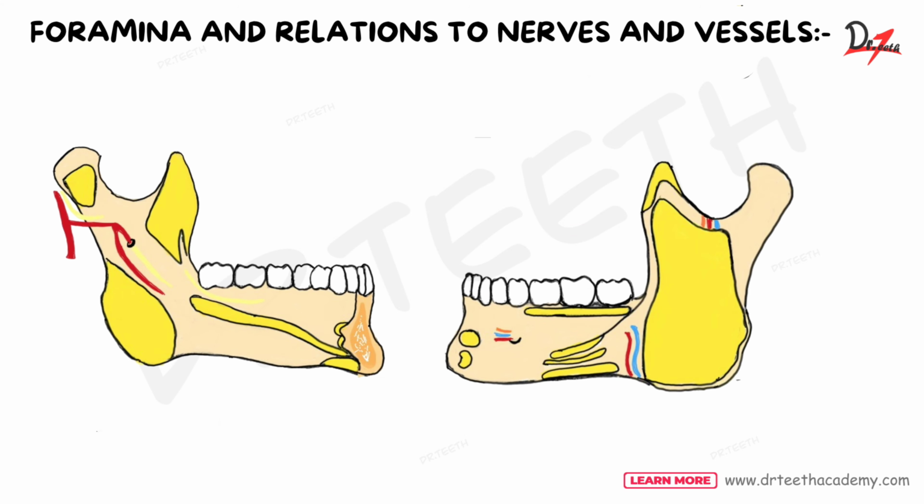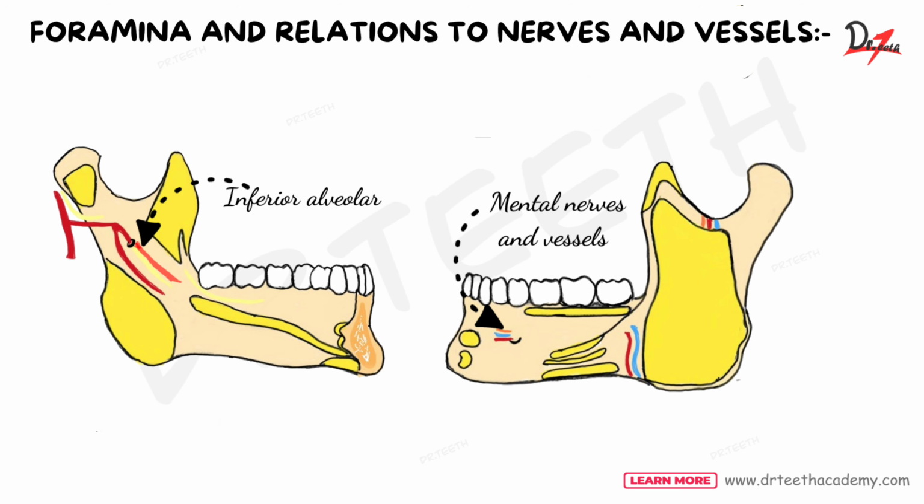Let's talk about the foramina and relations to the nerves and vessels. Mental nerves and vessels transmit from the mental foramen. The inferior alveolar nerves and vessels enter the mandibular foramen into the mandibular canal. Now, foramens are an entry hole, just in case you don't know.